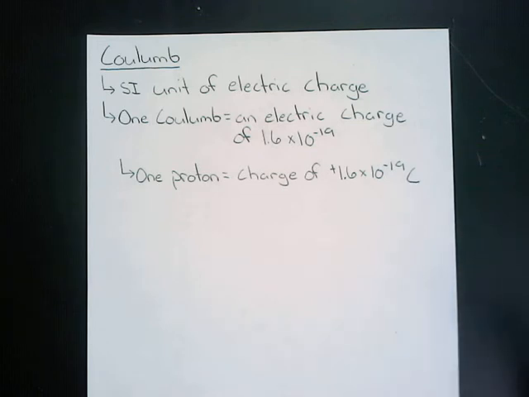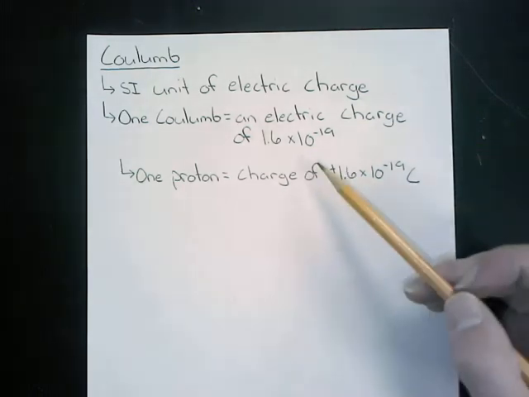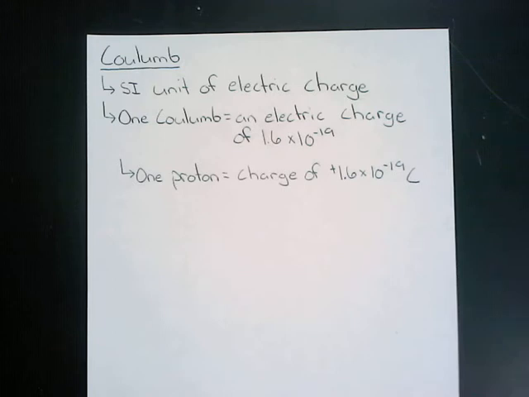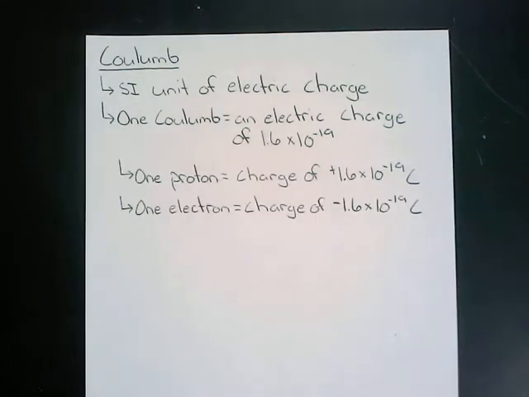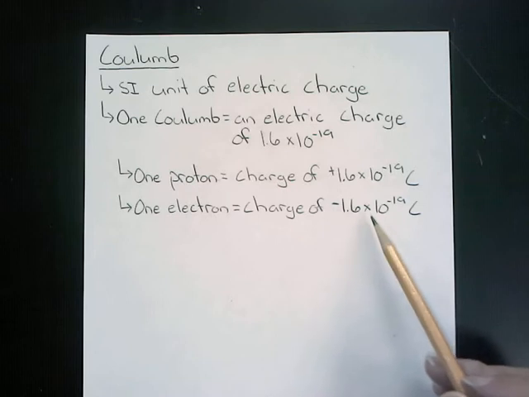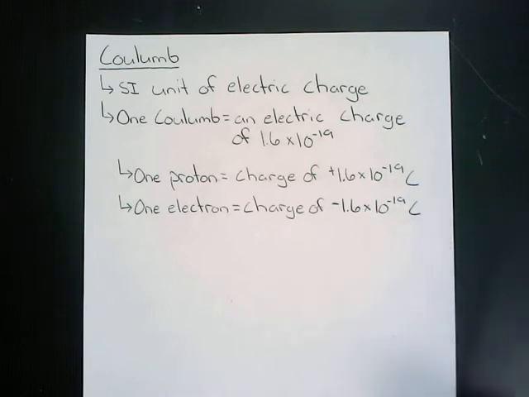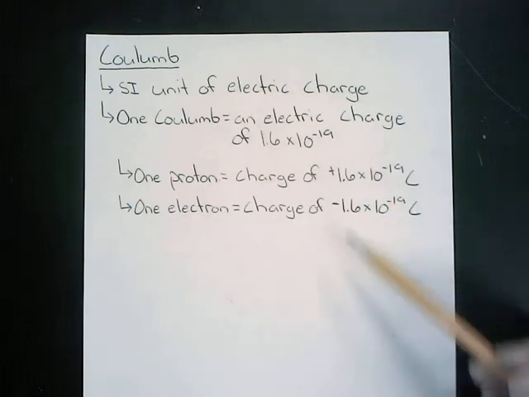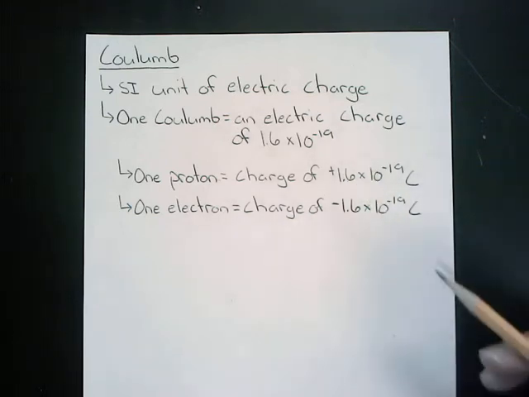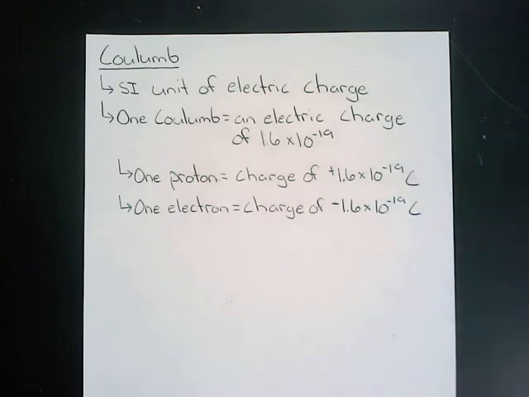Now, an electron is going to have the same value, but it's going to have a charge that is negative 1.6 times 10 to the negative 19th coulombs. Again, electron is negative. It still has the same value in terms of the electric charge, and this C does stand for Coulombs. The only difference here is whether it's positive or negative. Proton positive, electron negative. Now, we need to talk about the value of the net electric charge.